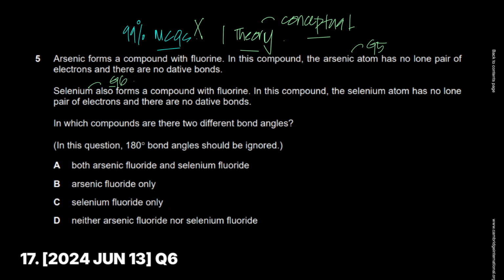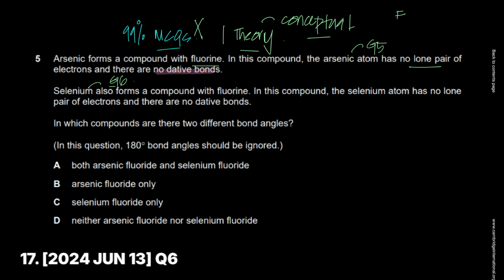In this compound, the arsenic atom has no lone pairs. He's saying it forms a compound with fluorine. Arsenic would have no lone pairs, which means what? This means that all the electrons would be involved in bonding. Pretty much logical, right? If there are no lone pairs, then all the electrons would be involved in bonding. But fluorine can only make a single bond. So how many fluorines would arsenic be bonding to if there's no lone pair and there are no dative bonds?